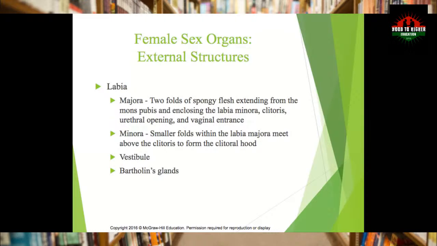So within the vestibule, on either side of the vaginal opening are 2 small ducts, and we refer to these as Bartholin's glands. Another scientific term for this is vestibular glands, because they are located in the vestibule. So vestibular glands or Bartholin's glands, these terms are synonymous. These secrete a small amount of moisture during sexual arousal.